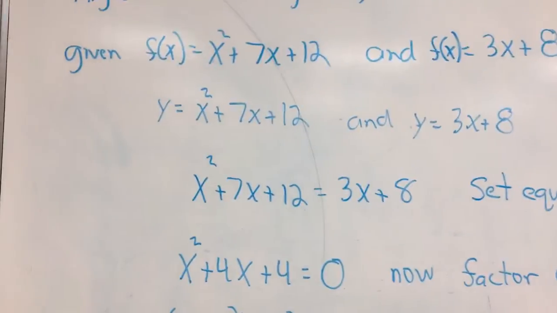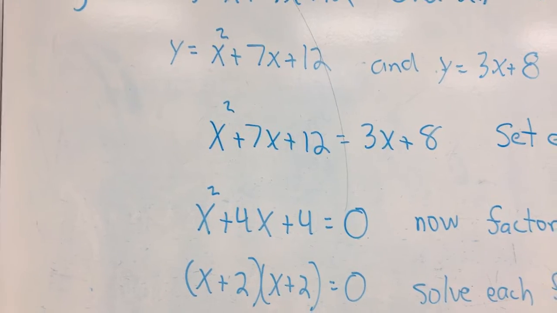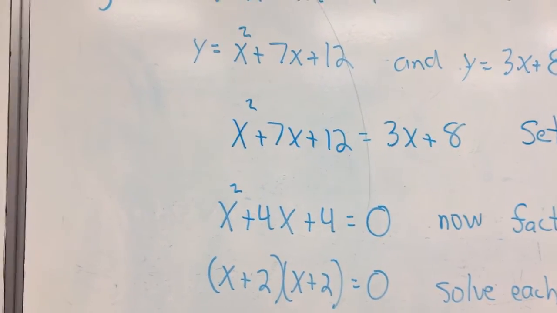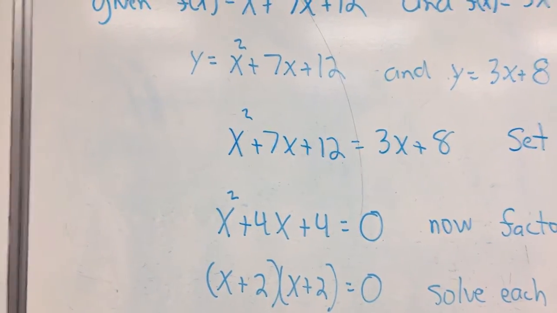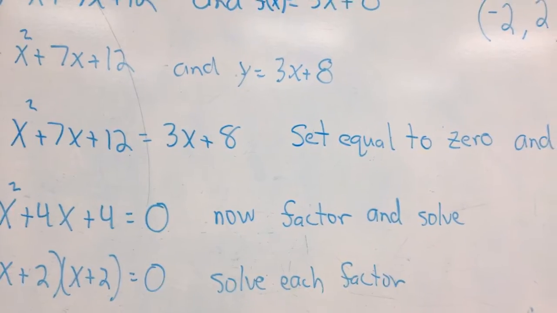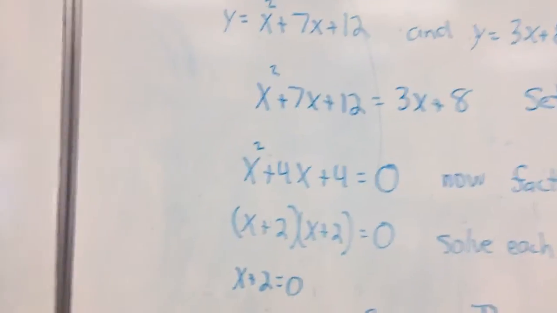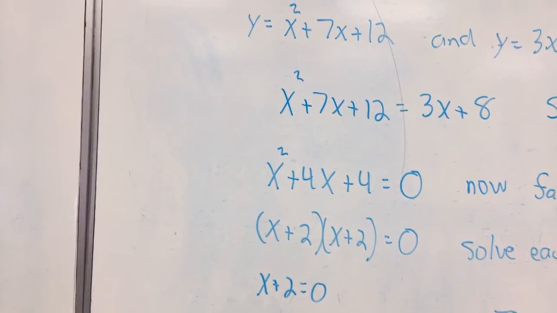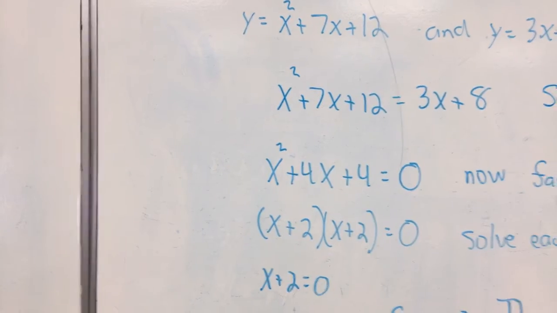I happen to recognize that x squared plus 4x plus 4 is a beautiful, perfect square trinomial. It factors into x plus 2 quantity times x plus 2 quantity. If I set it equal to 0, I can solve each factor. Do I really need to do both of them? No, I only need to do one of them. If I take that factor x plus 2 and set it equal to 0, because remember, the zero product rule says that 0 times anything is equal to 0.